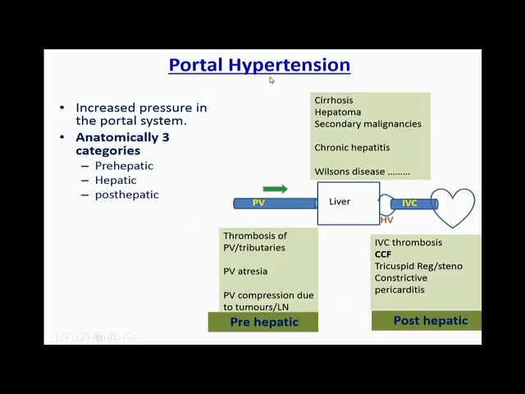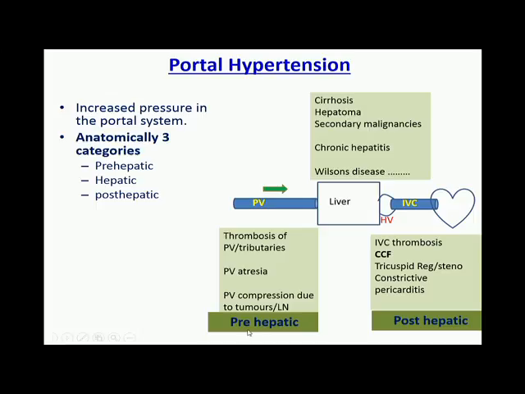Portal hypertension. When there's increased pressure in the portal system, we call it portal hypertension. Anatomically, portal hypertension can be categorized into three: pre-hepatic, hepatic, and post-hepatic. In the venous system, blood drains this way, coming to the liver, and from the liver goes to the heart. This area is where you get the portal vein, superior mesenteric vein, splenic vein, and inferior mesenteric vein. They are before the liver because blood comes that way, so it's called pre-hepatic.